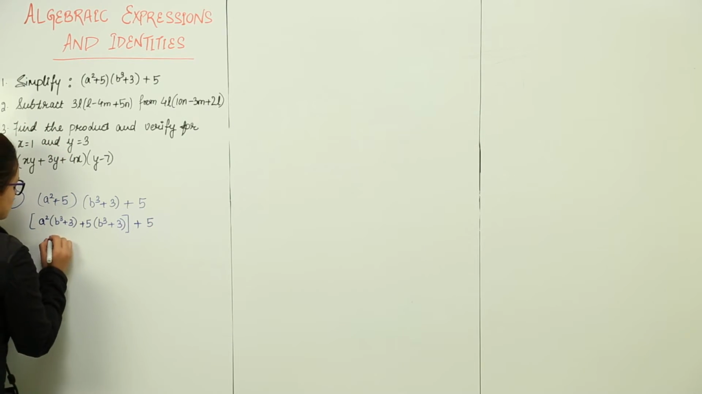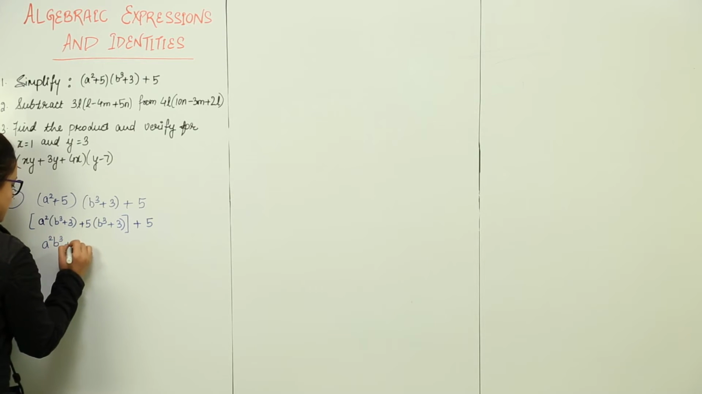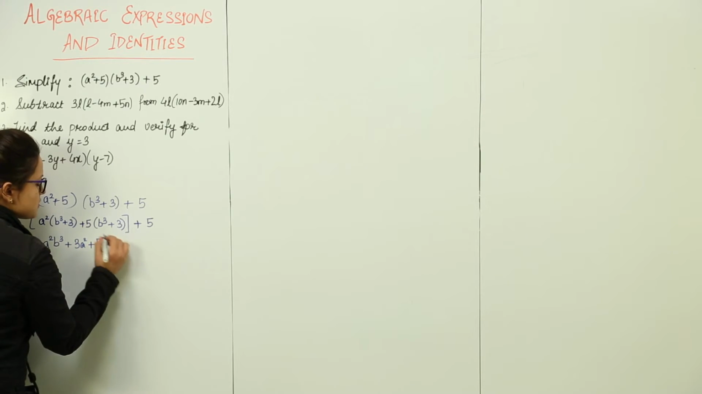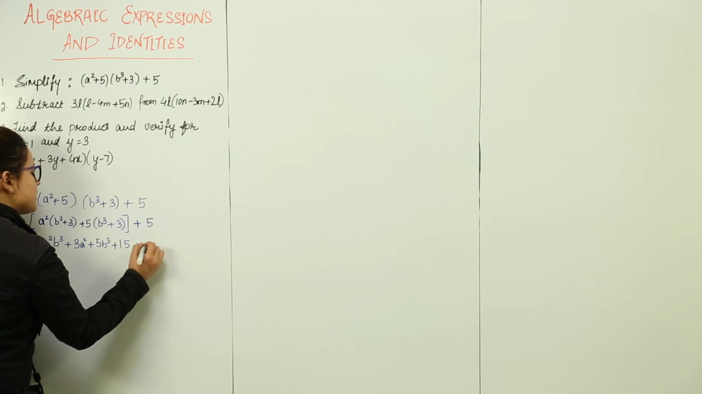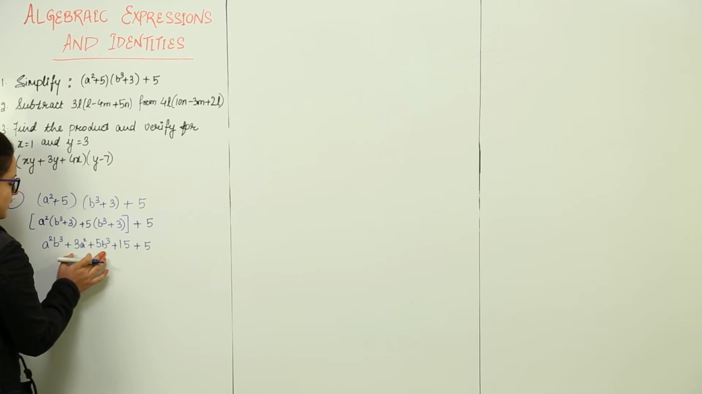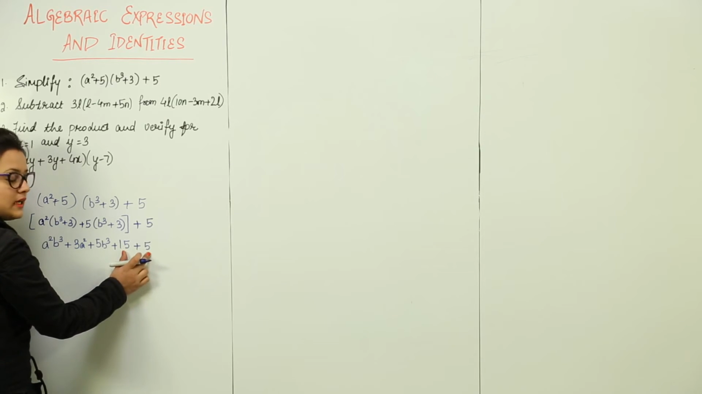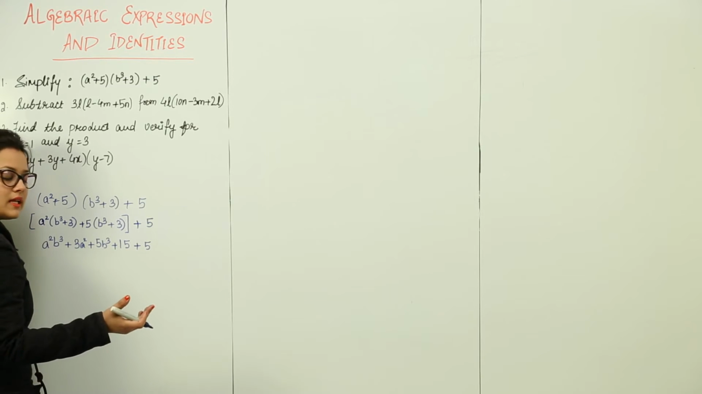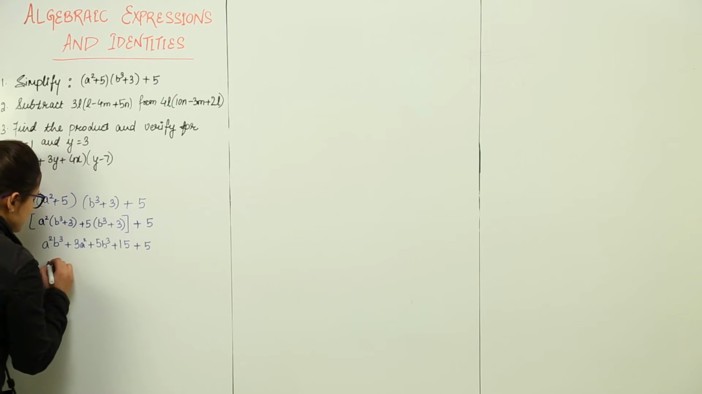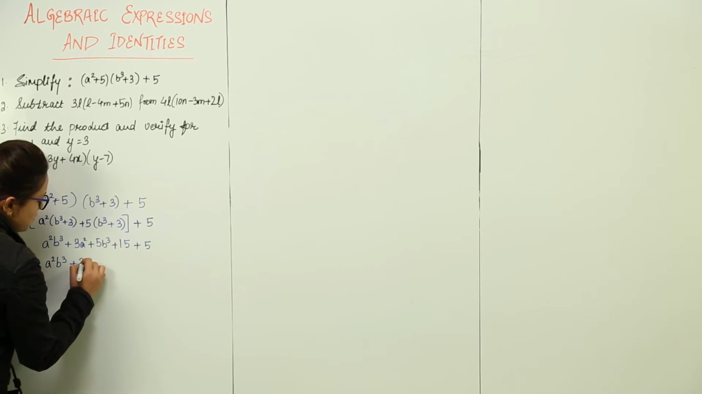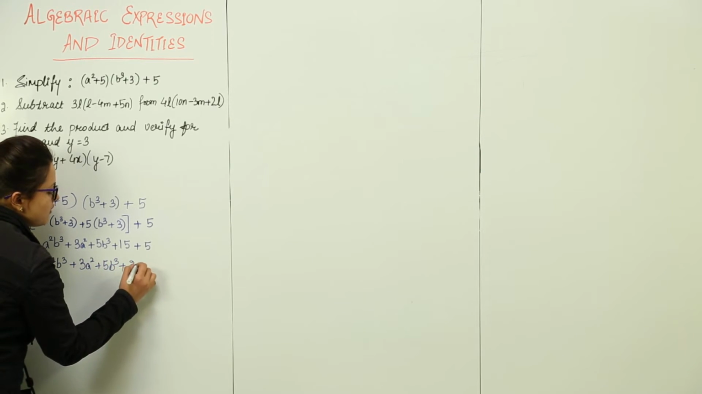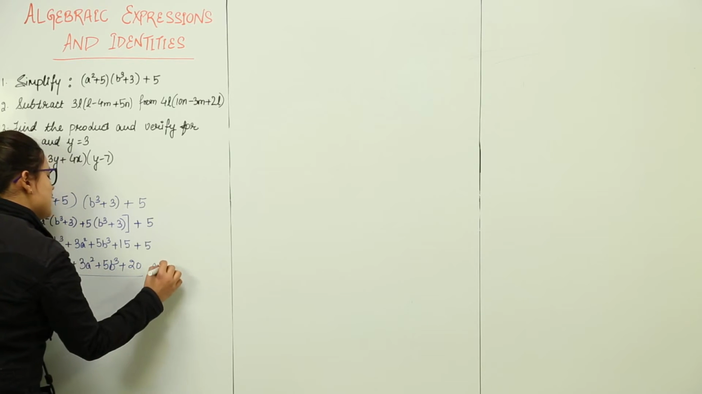Now let us solve this further. a square b cube plus 3a square plus 5b cube plus 5 3s is 15 plus 5. Do we have any like terms? Yes, we do have. These three are unlike terms, but these two are like terms because they do not have any variables. That means whatever variables are there, they have power 0. So these can be added together. So I'll write a square b cube plus 3a square plus 5b cube plus what is 15 plus 5? 20. So this is the answer.